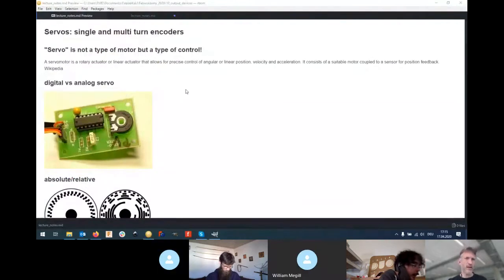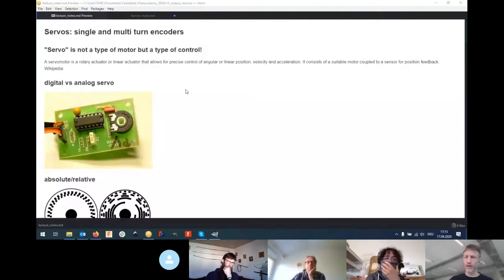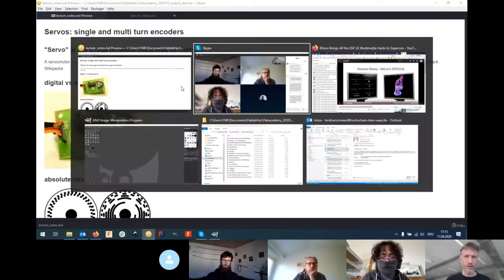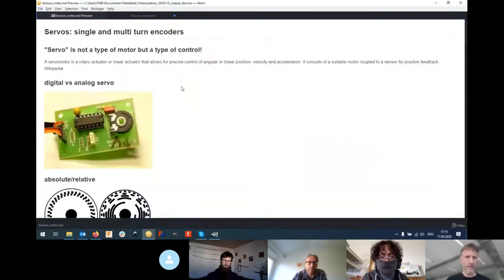Okay, so Kai was asking something like, what is a servo good for if it just makes one turn? First of all, there are one-turn and multiple-turn servos, but the point is that a servo is not a type of motor, but rather a type of control. You could turn any motor into a servo motor just by attaching a way to measure its position.